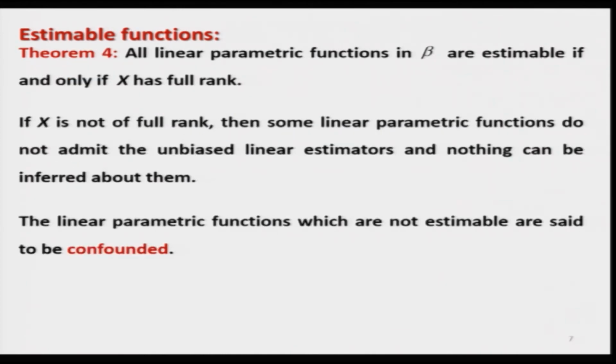Now after this we have one very important result in the form of theorem 4, where we talk about what type of linear parametric functions are going to be estimable. This is a very simple condition, but very useful, and we are going to use it many times. Theorem 4 says that all linear parametric functions in the parameter vector beta are estimable if and only if X has full rank, that is all.